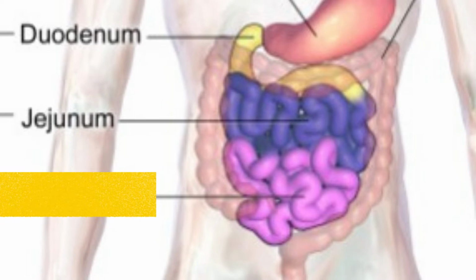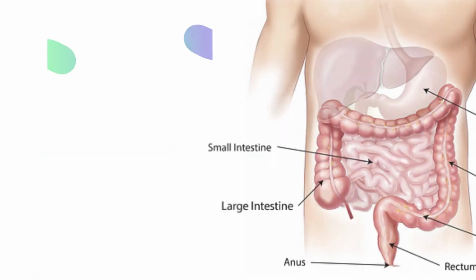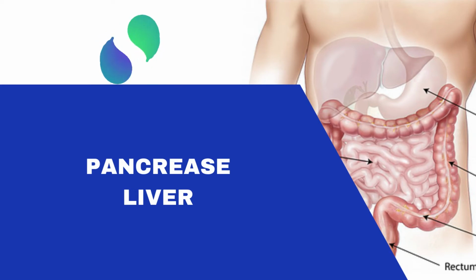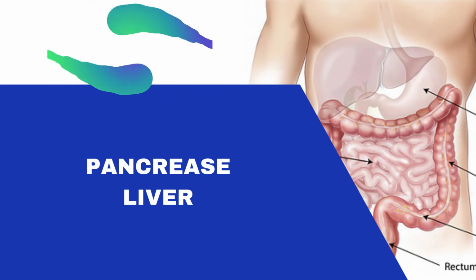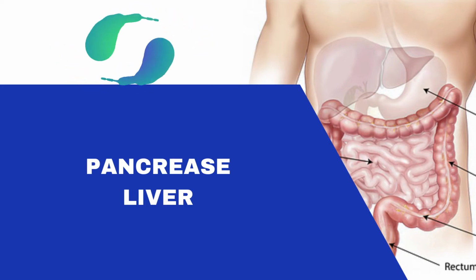The second part is jejunum and the third part is ileum. Small intestine has three parts: duodenum, jejunum, and ileum. Some glands are also involved in digestion. They pour their secretion into small intestine. These glands are pancreas and liver.